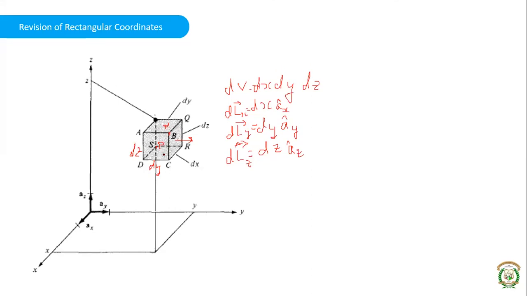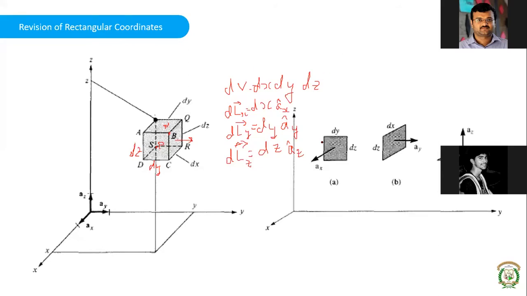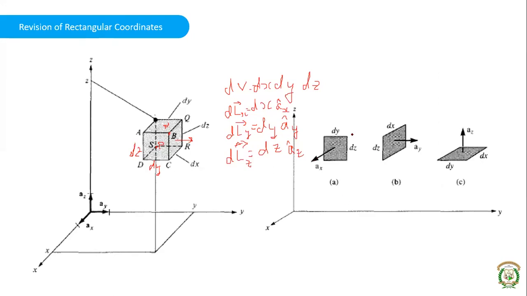Then remaining are top and bottom surfaces. The top surface, one length is dx, the other length is dy. If you move outward, that is to the top direction. The top direction is the z direction. So it is dx dy with the direction az. Okay. So if you look at the directions of these, if it is directed in the x direction, it is the front and the back surface. Back surface will be in minus ax. The area of this is dy dz ax.